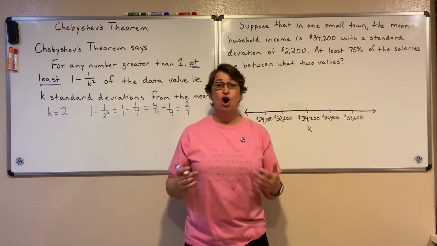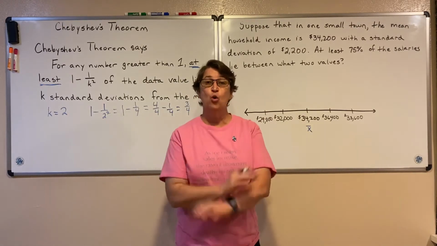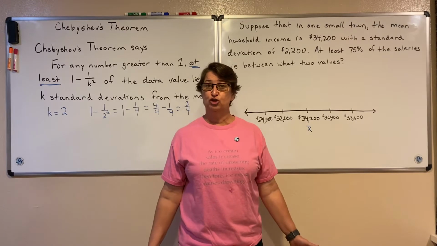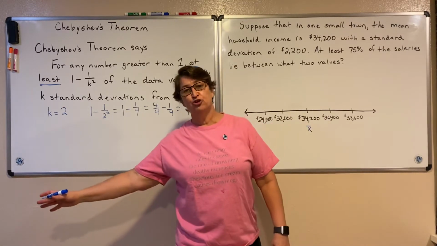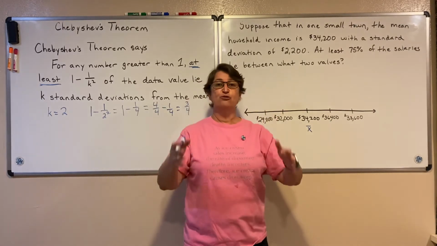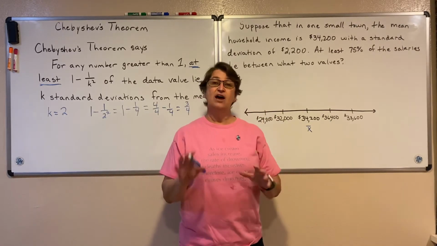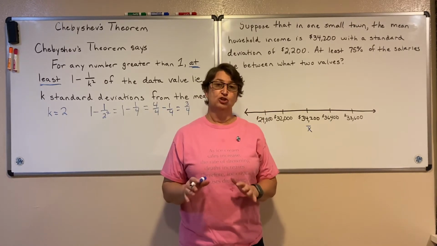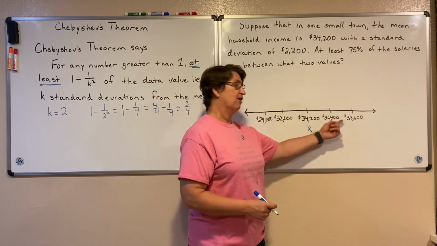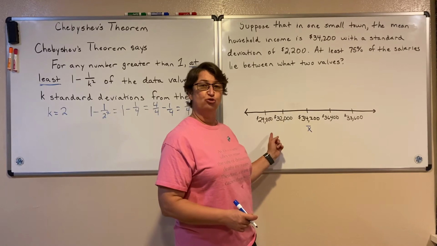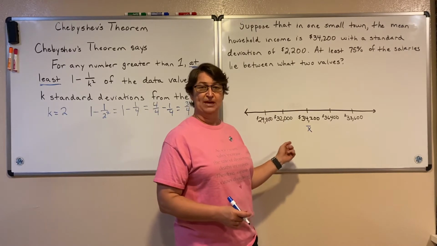So that's always going to be true no matter what the shape of our distribution looks like, whether it's right skewed or left skewed, or maybe it's this beautiful symmetric shape. It doesn't matter what our distribution looks like, at least 75% of your data is going to be within two standard deviations from the mean.